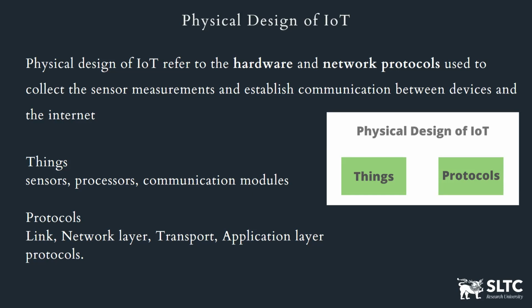So under things, what we mean are physical devices such as sensors, processors, communication modules, and so on. And in protocols, we are considering the protocols in link, network, transport, and application layers, which are used for the communication in the IoT networks.